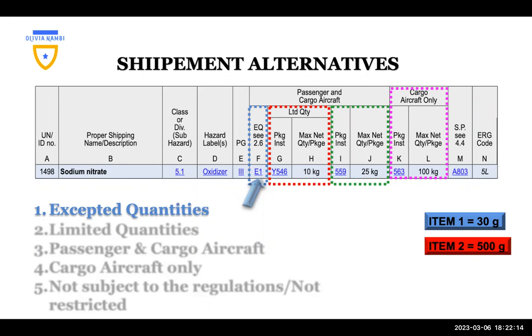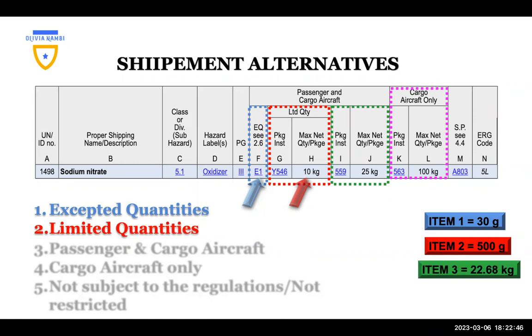Item 2 was 500 grams. So 500 grams has exceeded 30 grams, that was the maximum for accepted quantities under code E1. Now that we have 500 grams, we don't have a chance to ship item 2 under the provisions of accepted quantities. And in this case, we shall opt for limited quantities where the maximum is 10 kilograms. That will be limited quantities.